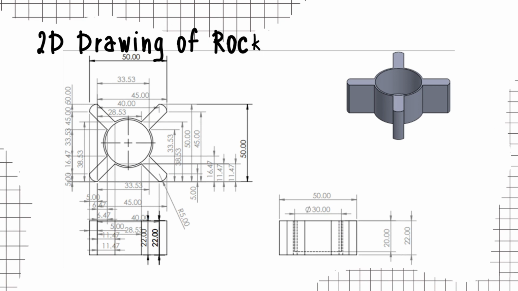My name is Jagadiswaran. My matric ID is B09211008. I'm going to explain about the 2D drawing of the rocket base. The height of the rocket base is 22 mm. The depth of the pocket hole is 20 mm. The diameter of the pocket hole is 30 mm. And the length of our rocket base is 50 mm. And also the width of the rocket base is 50 mm.